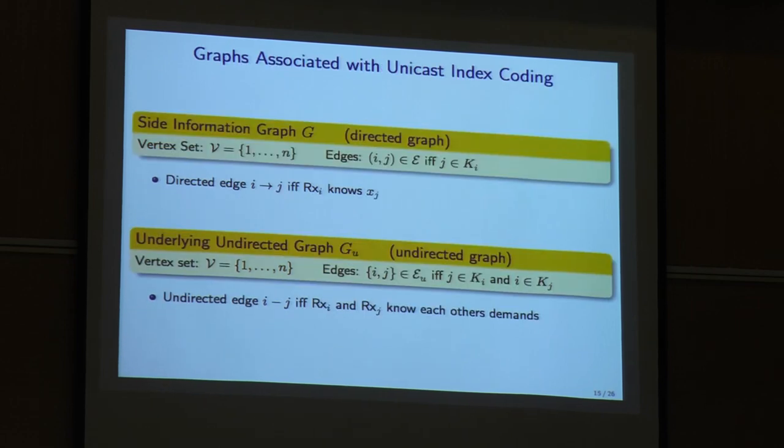So I will describe two graphs associated with the index coding problem. One is directed, another is undirected.